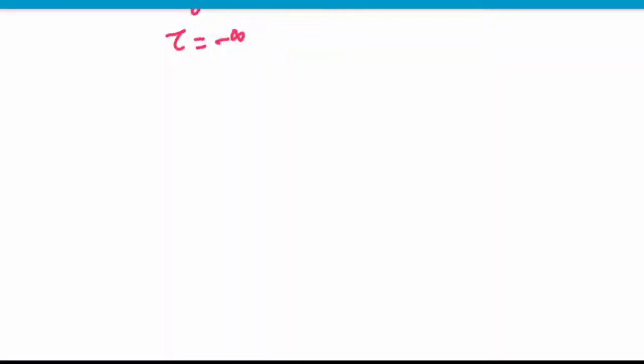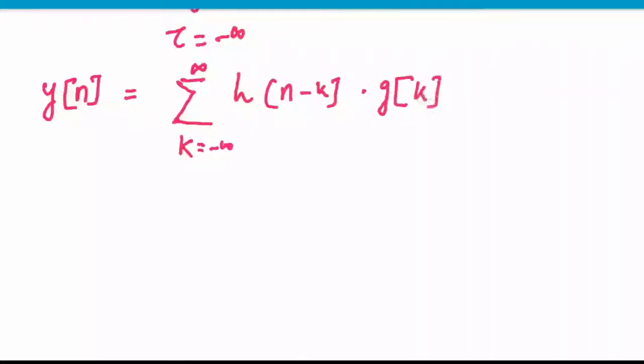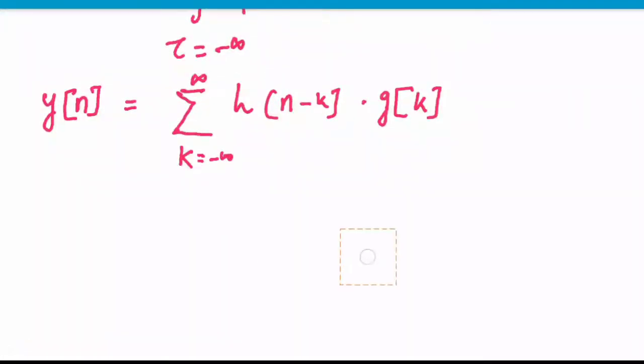So what will be the discrete formula? Suppose y of n in square brackets is equal to, the integration changes to a summation over k from minus infinity to infinity, of h of n minus k into g of k. This is the formula. I am using h and g because the given functions are h and g.